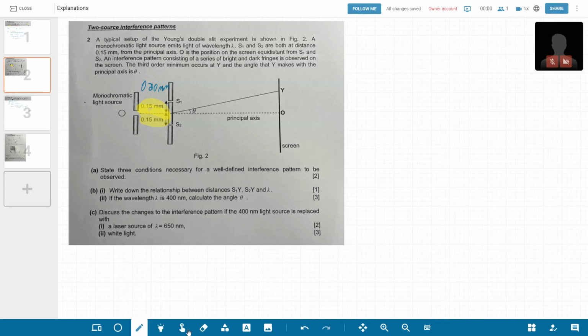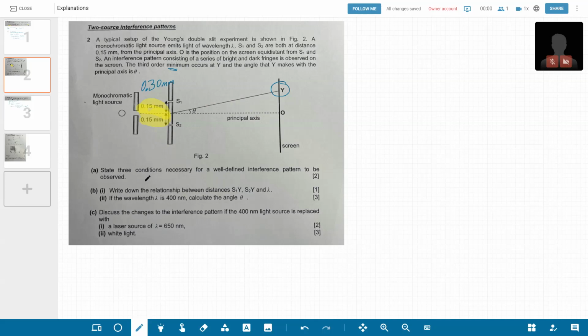Then next, let me just make it clearer. 0.30 mm. The next part is O, the position on the screen from S1 and S2, and there's an interference pattern of bright and dark fringes. So this one is the third order minimum. Third order, so after the first and the second is the third one, and it's a minimum.